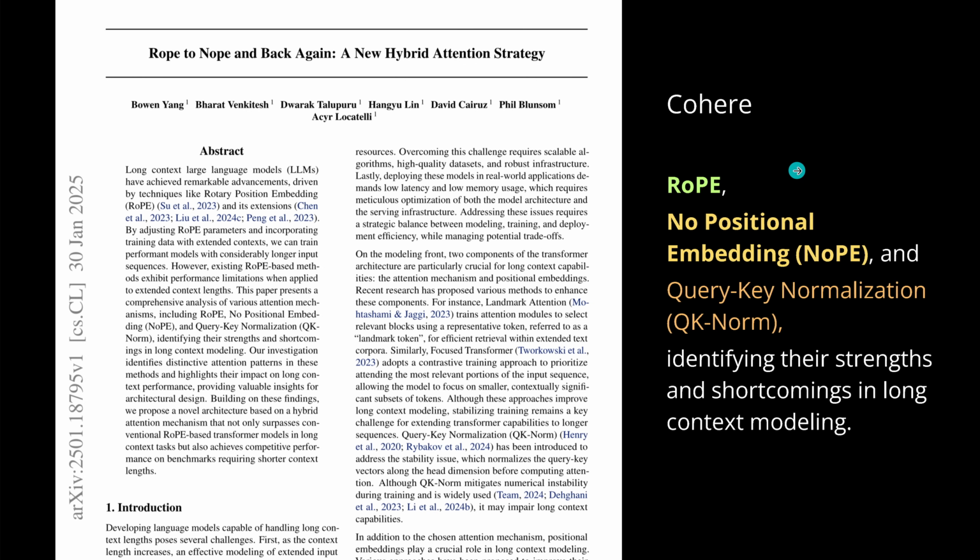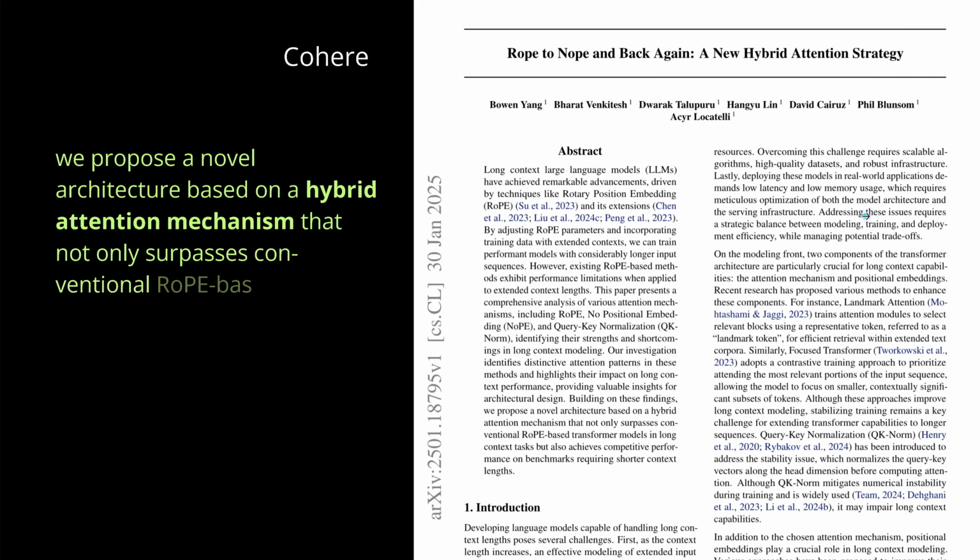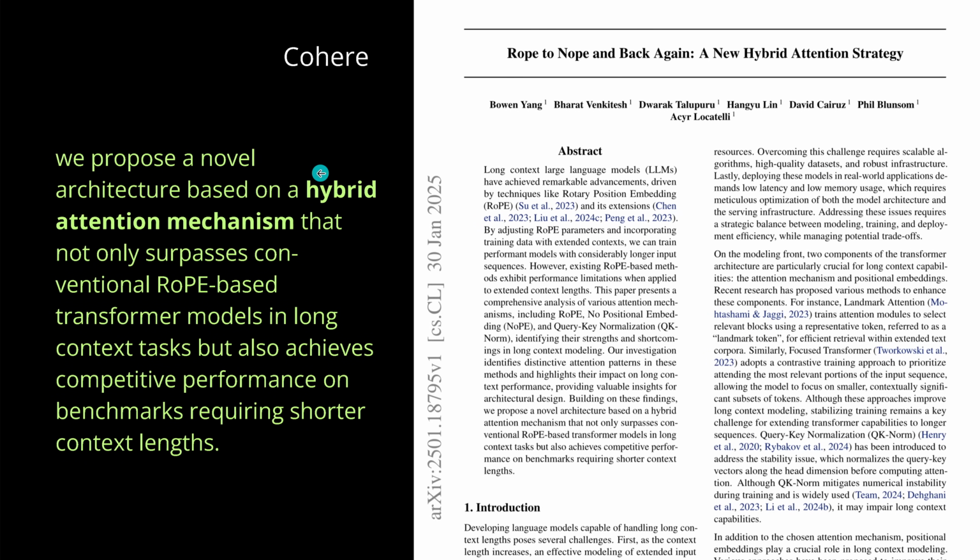Exactly, and they found that the mixture is not as simple: you have RoPE and the no positional embedding, NoPE, and you have to do a normalization, a very key normalization. And they identified the strengths and some shortcomings in this long context modeling. So thanks to Cohere and the researchers from Cohere, we found this solution at the end of January. And guess what? Yes. Cohere says, we propose a novel architecture based on a hybrid attention mechanism that not only surpasses the conventional RoPE-based transformer in long context tasks, but also achieves a competitive performance on benchmarks requiring shorter context length.